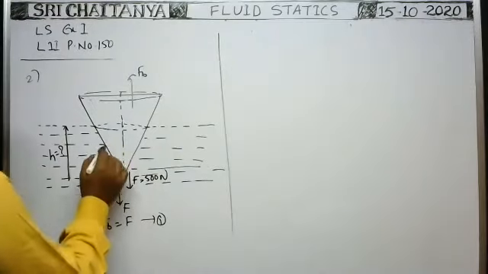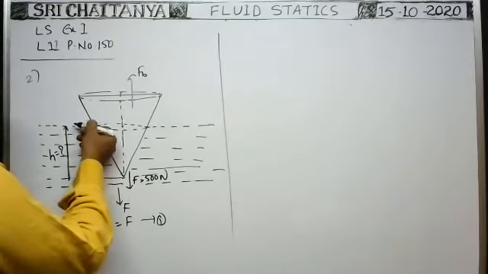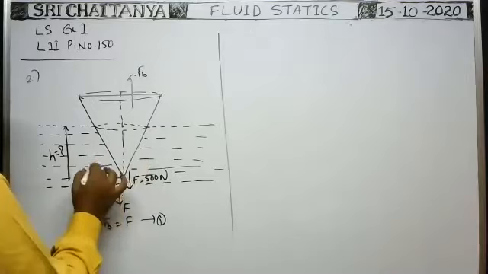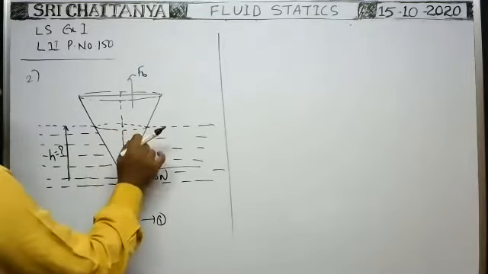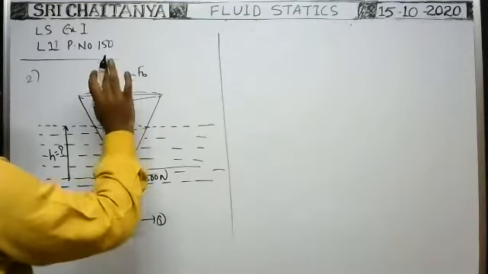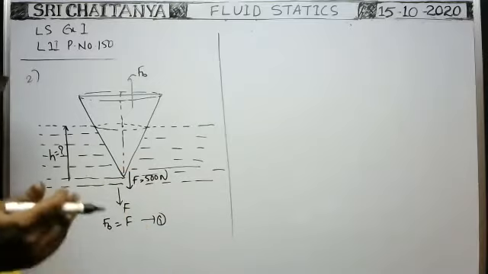Okay, now what about the buoyant force? Suppose it is submerged up to the depth h. Then whatever the volume of the cone of height small h, that amount of volume of water is displaced. The equivalent weight acts on the cone as the buoyant force. The weight of the cone is negligible because it is a light circular cone, as mentioned.